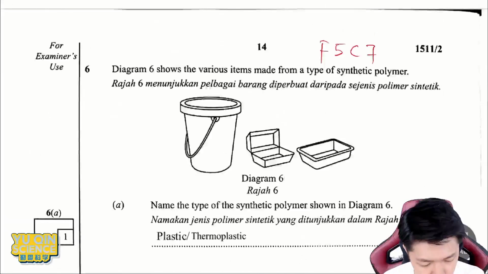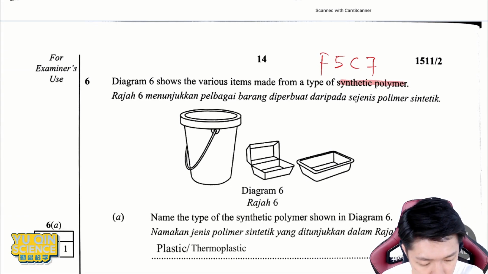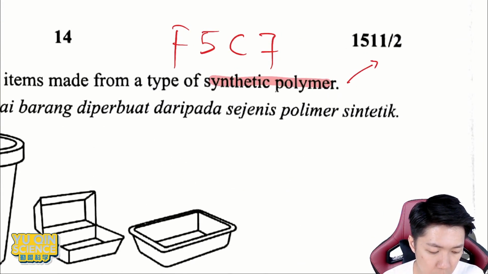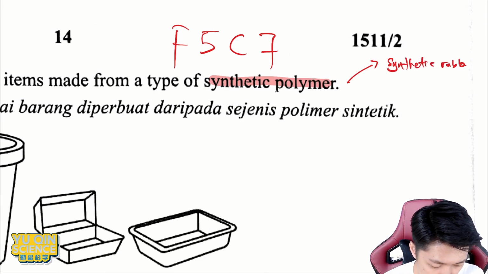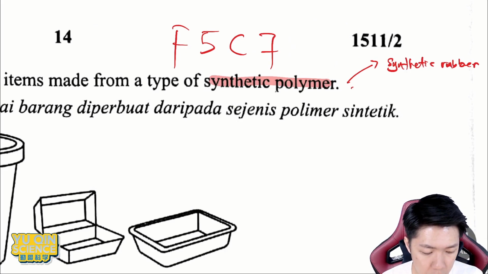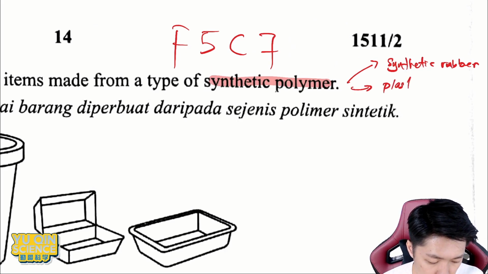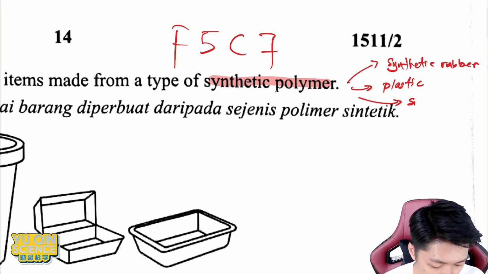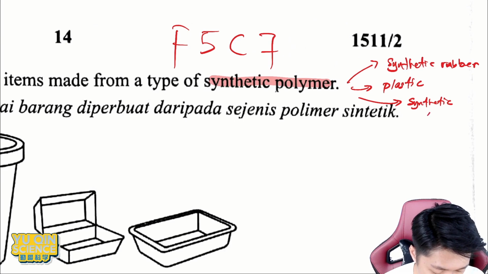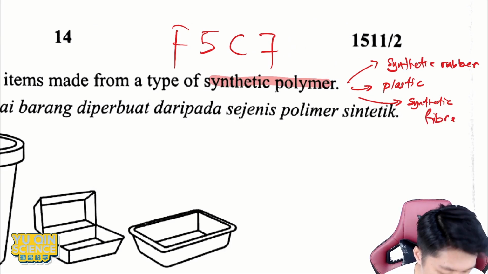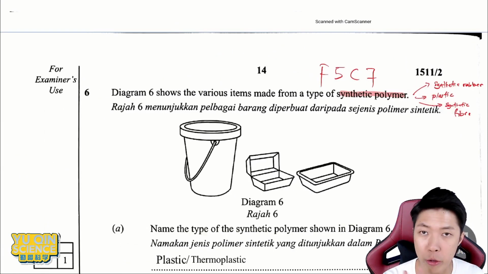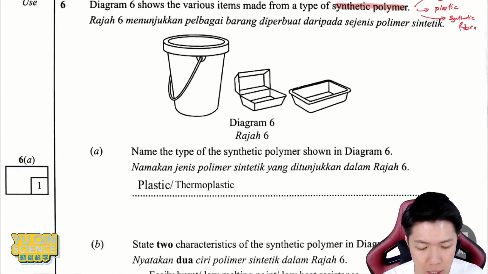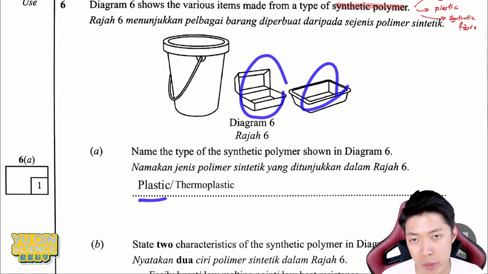Just in case you don't remember this topic, synthetic polymer has 3 types. Number 1, synthetic rubber. Number 2, plastics. Number 3, synthetic fiber, 人造纤维 for your clothings. So there are three man-made types. So these are the pail, the tapao box, whatever container. That must be plastic.